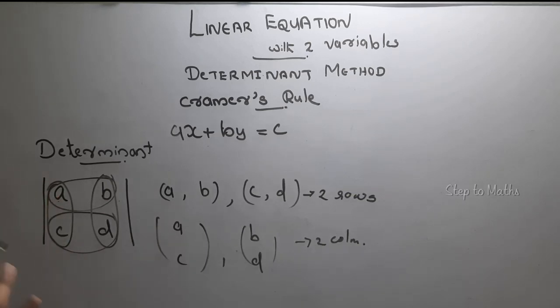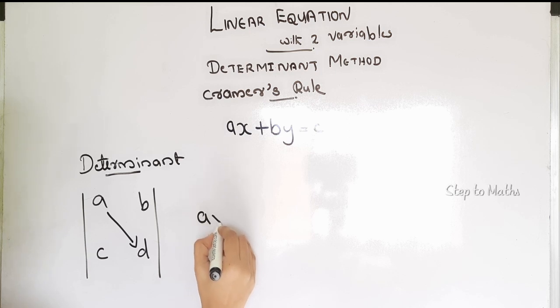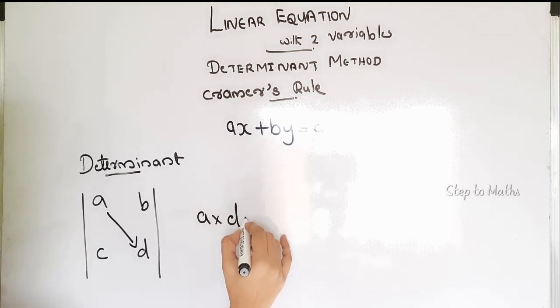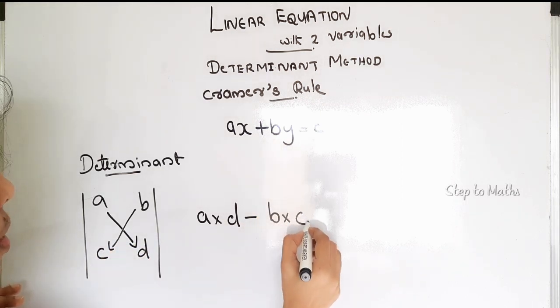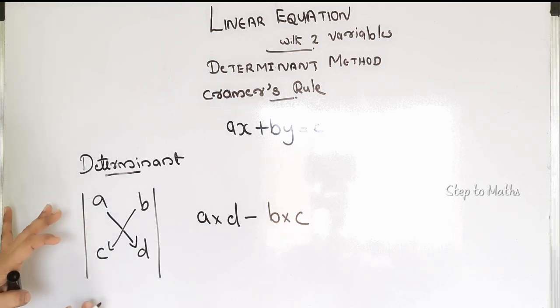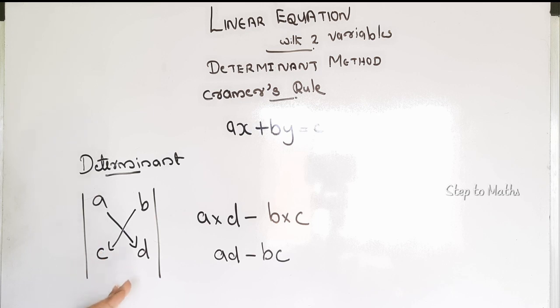Then, how can we find the value of this determinant? The value of the determinant can be found by diagonally multiplying the numbers. That is, A into D minus B into C. This is the value of this determinant: AD minus BC. In this way, we can find the value of a determinant.